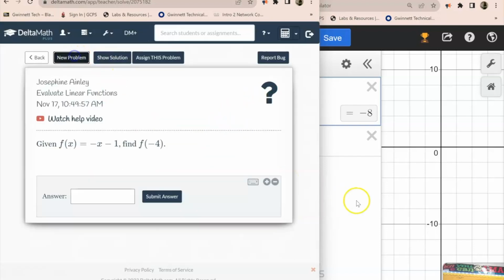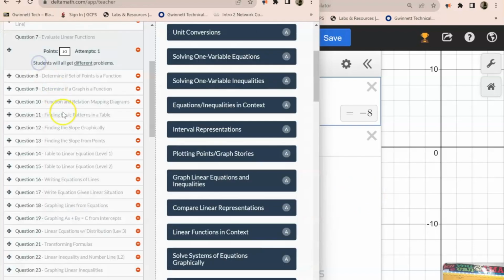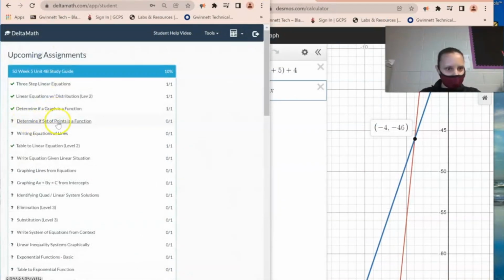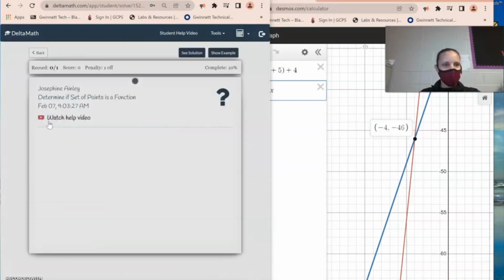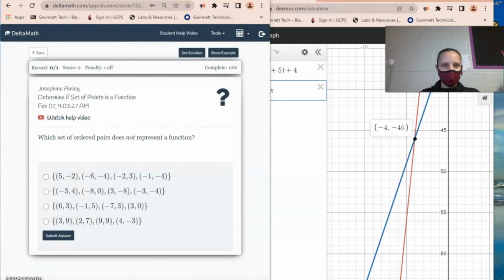Okay, that's how you evaluate a function using the calculator. Then we have determine if a set is a function. So this one, you're looking for the x values. Are the x values repeating? So you just look at all the x values. So you have these, this, and this. Is that, and it's saying what it does not represent a function. So this one is a function because they're not repeating.